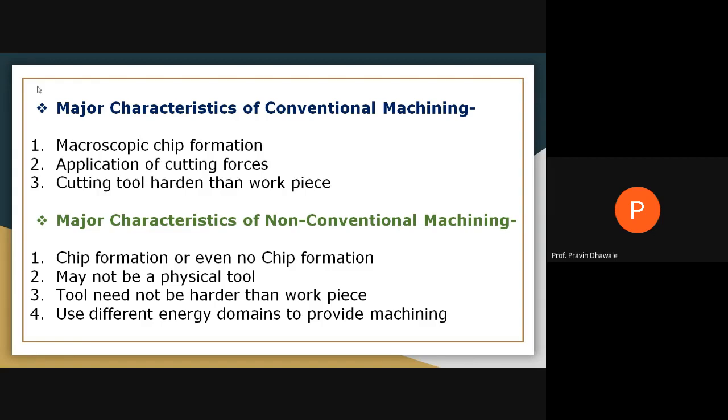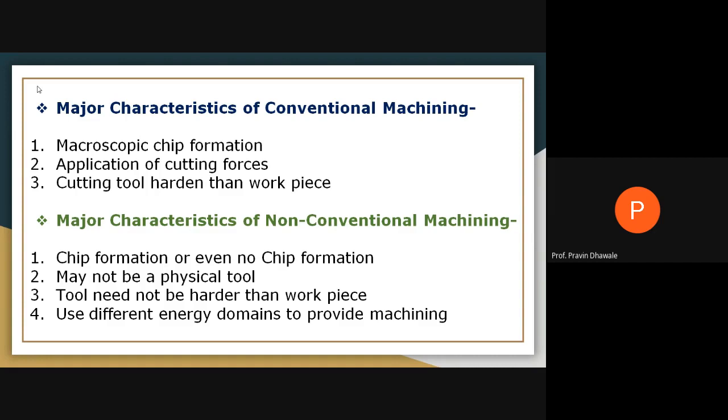Like we require a sharp edge single point cutting tool during the turning operation on a lathe machine. It is an example of a conventional machining process. But in case of the non-conventional machining process, we may not require any kind of physical tool. If tool is not required, then there will be no matter of its hardness. The tool need not be harder than the workpiece.